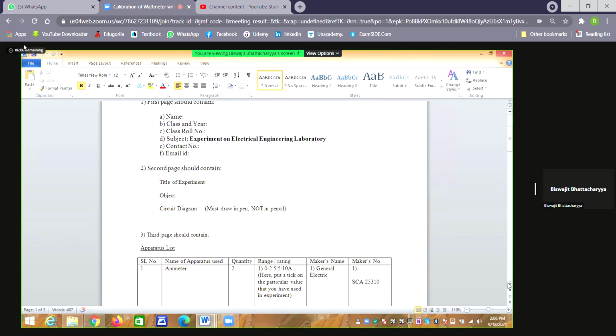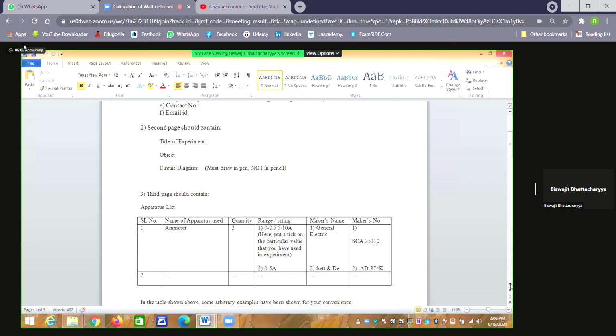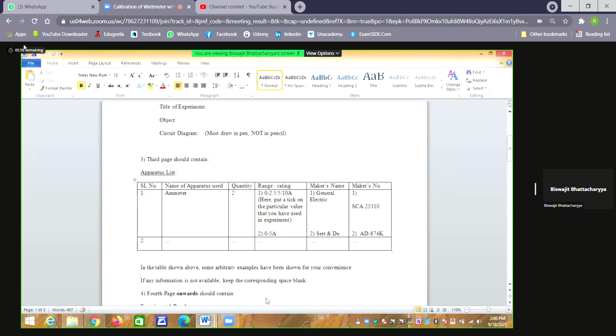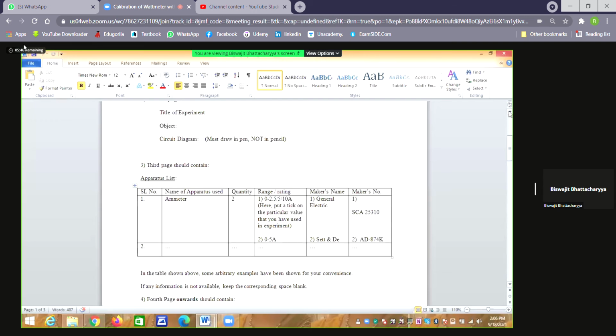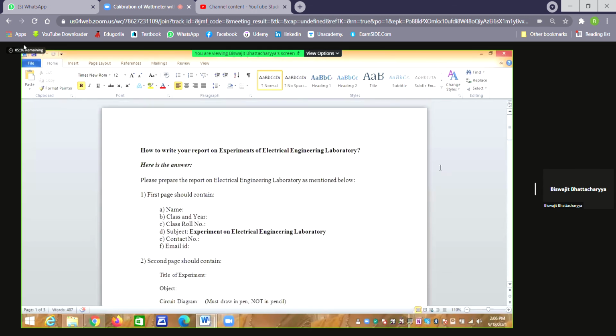Then third page will be what? It is the apparatus list. Which apparatus you are using? Ammeter, potentiometer, galvanometer, volt box, supply voltage, all such things that you are getting. Then how much quantity you are using? Say ammeter, quantity 2. So what you are getting?